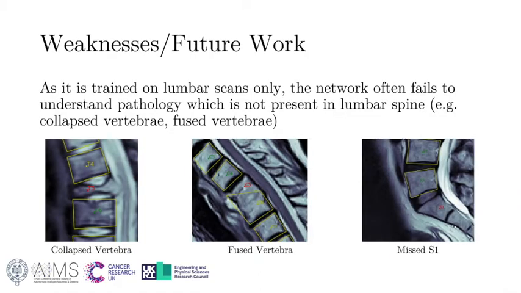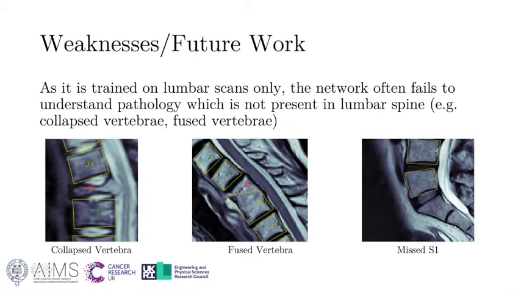There are, however, several failure cases of the algorithm, and these almost exclusively occur in the whole spine case when we meet pathologies that we will not have observed in the lumbar spine scans. For example, collapsed vertebrae and fused vertebrae are far more common at the top of the spine, and as such are much more prevalent in the whole spine dataset. When the network meets a collapsed vertebrae, as shown in the bottom left panel, it completely ignores it, instead skipping on to the next vertebra.